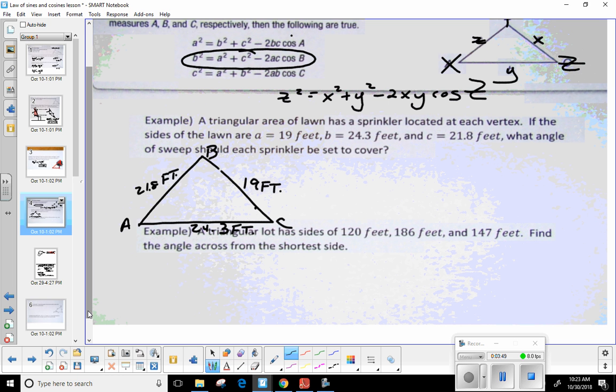So I believe yesterday we had 24.3 squared is equal to 19 squared plus 21.8 squared, minus 2 times 19 times 21.8 times the cosine of B.